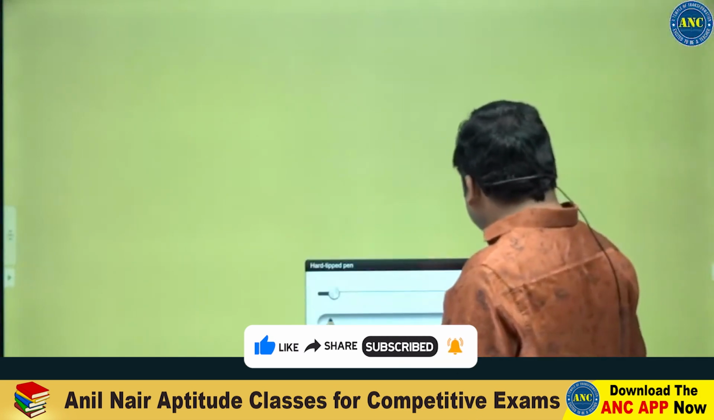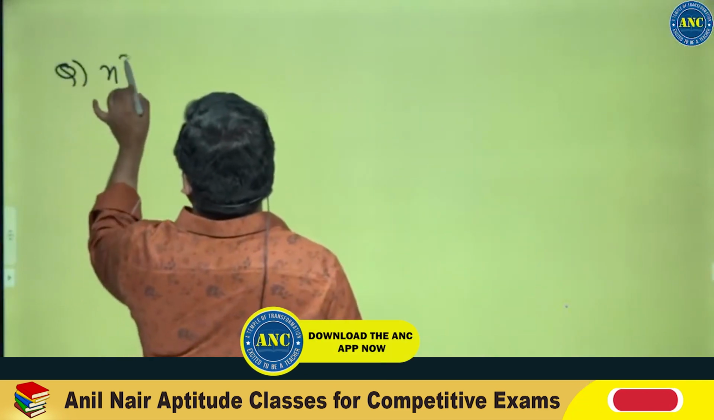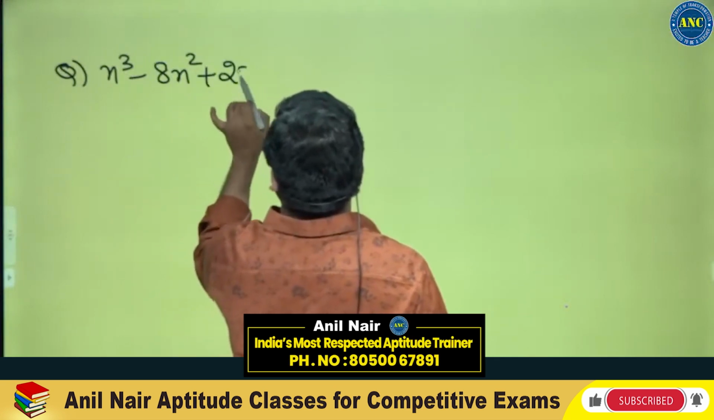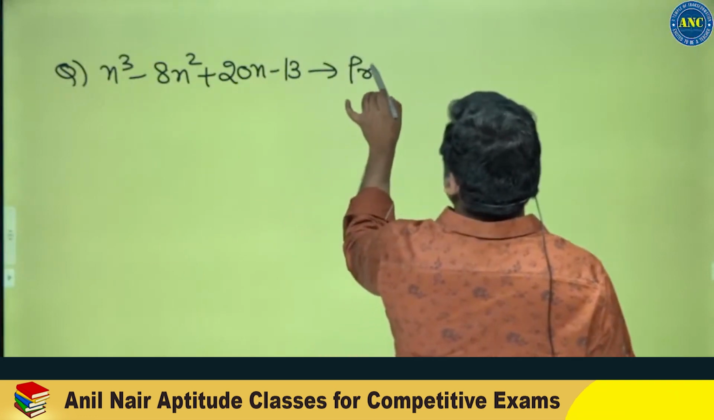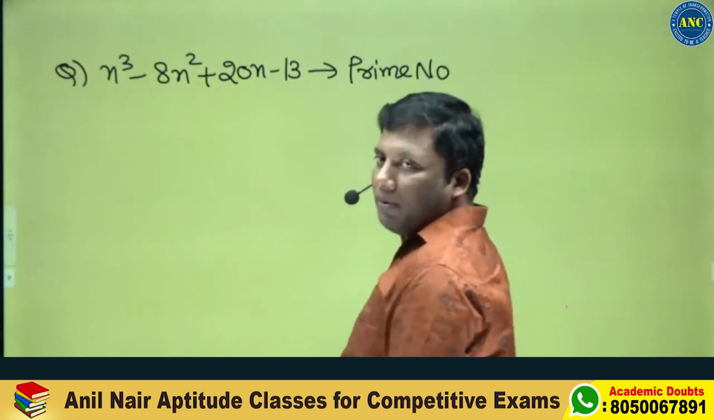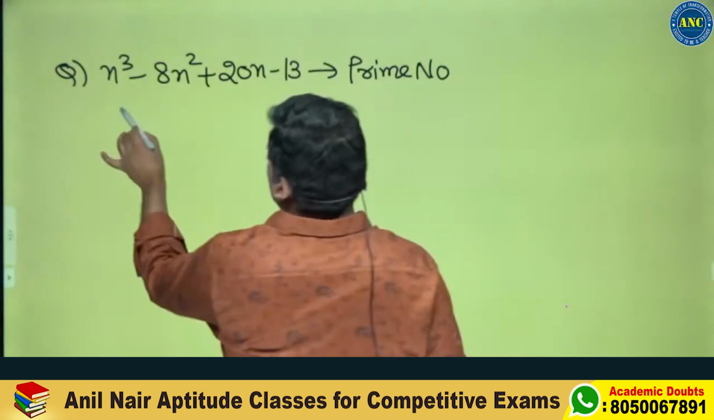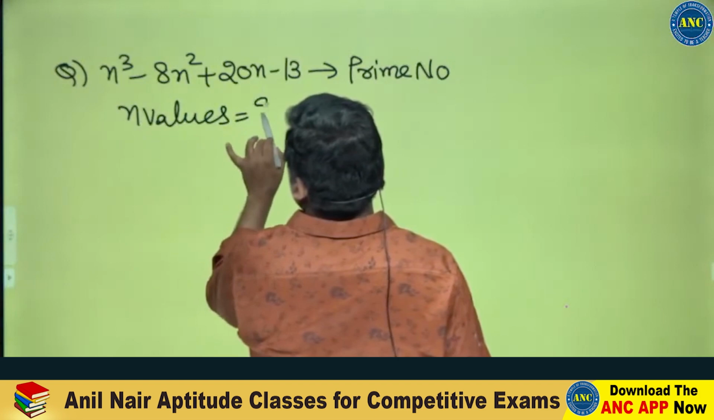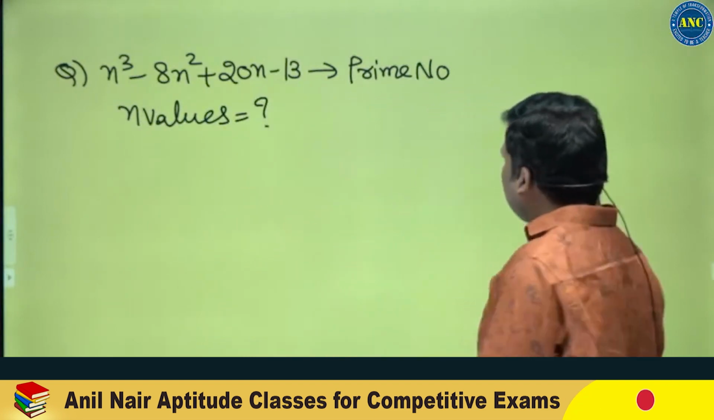Other two questions will be n cube minus 8n square plus 20n minus 13. I made quadratic into a cubic. This is a prime number. n cube minus 8n square plus 20n minus 13 is a prime number. How many values will n take such that this equation is satisfied?